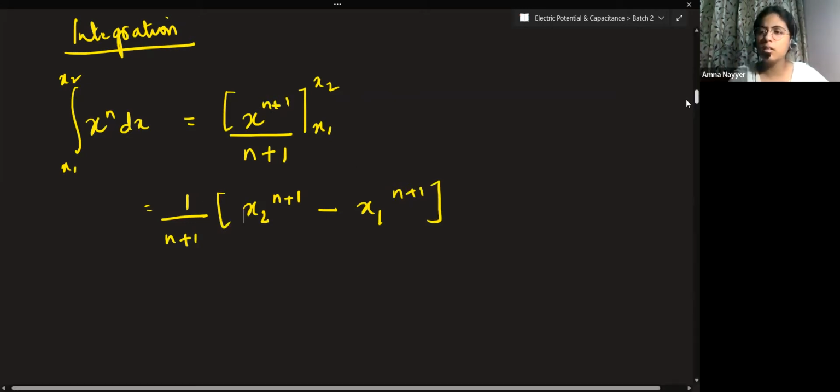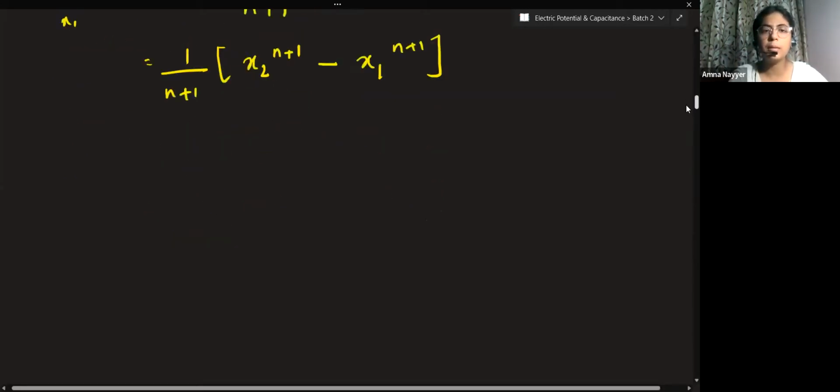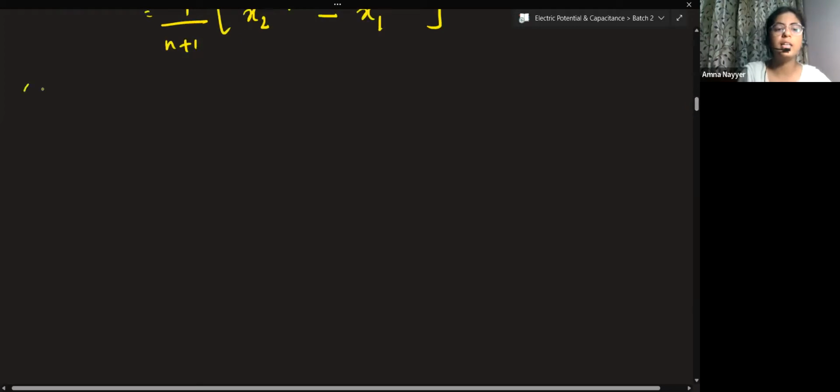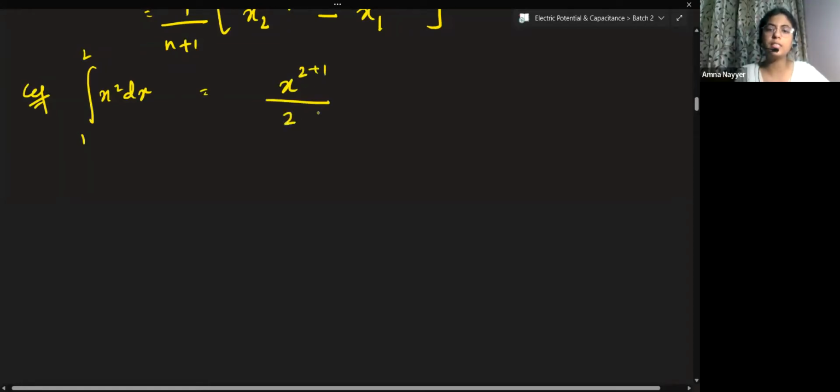So let's do it with the help of an example. If I give you an example, x squared dx from 1 to 2, a very basic example. Now see, x to the power 2 plus 1 divided by the whole power term, means 2 plus 1, from 1 to 2. So this whole term will come out because it's a constant.